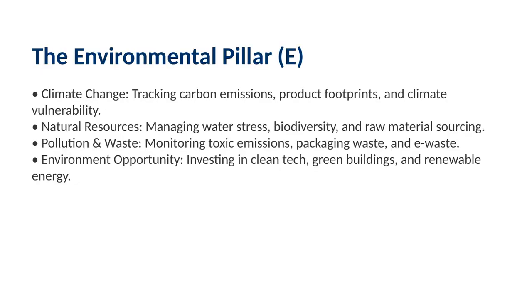First, we have the environment pillar. This is divided into four main areas. We look at climate change, which involves tracking carbon emissions, product carbon footprints, and how the company manages climate vulnerability. Then there are natural resources, focusing on water stress, biodiversity, and where raw materials are sourced. We also track pollution and waste, specifically toxic emissions, packaging waste, and e-waste. Finally, there's the environment opportunity side, where companies highlight their investments in clean tech, green buildings, and renewable energy.